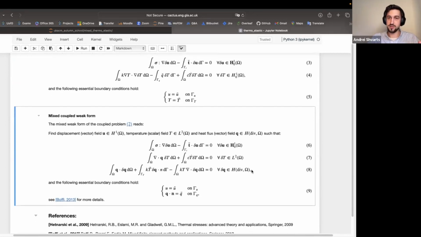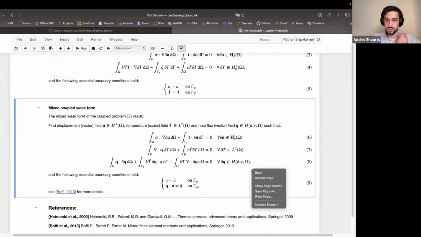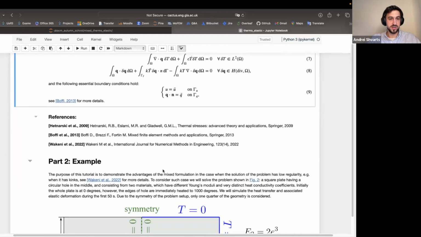So there are several different properties of this mixed formulation regarding the boundary conditions. I invite you to look into the lectures for those details. This is not the focus of this tutorial right now. So we continue to the example.